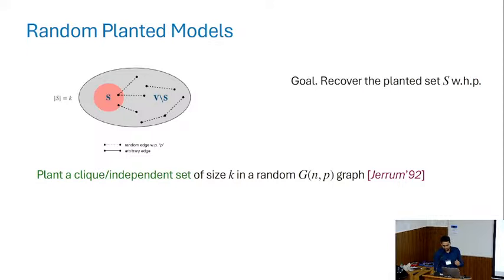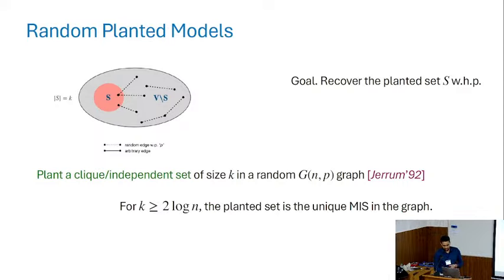You could also ask a different goal, which is to say, I'm happy with any independent set of size larger than k, because you have planted one of size k, and for k greater than 2 log n, your planted set will be, with high probability, the unique maximum independent set. So these goals coincide.